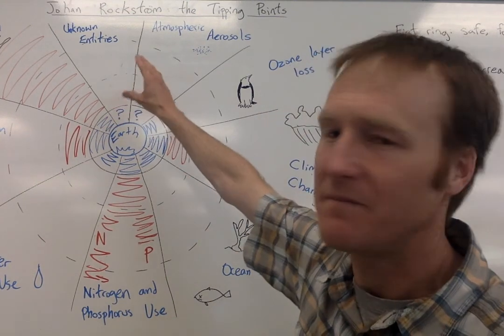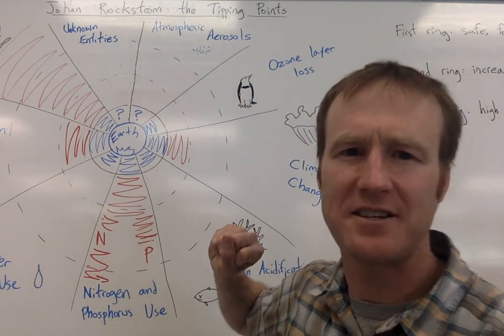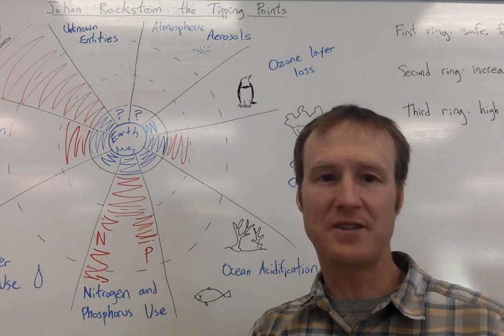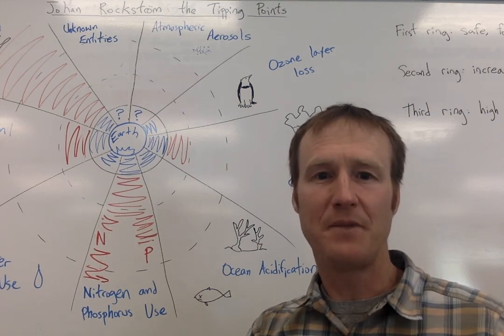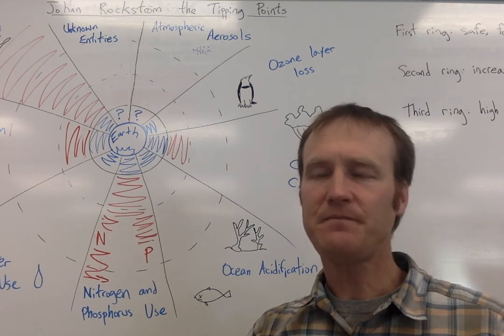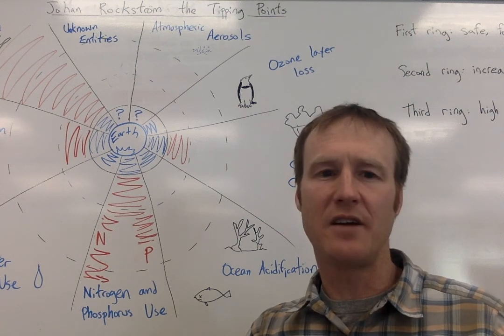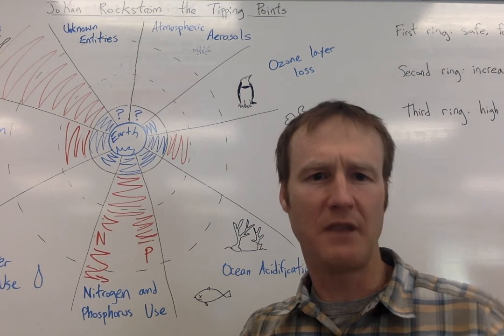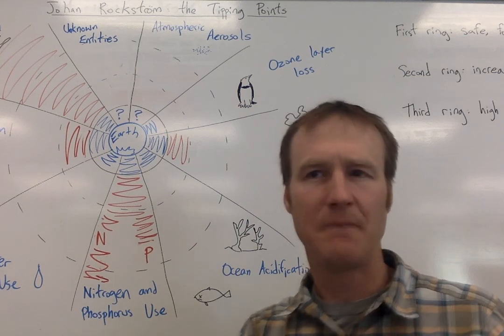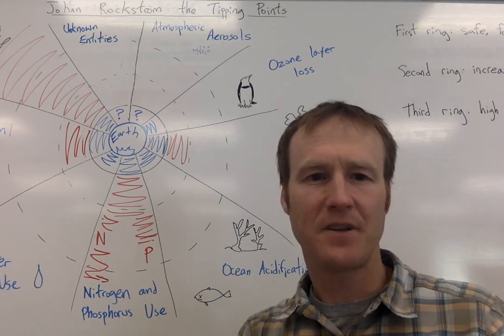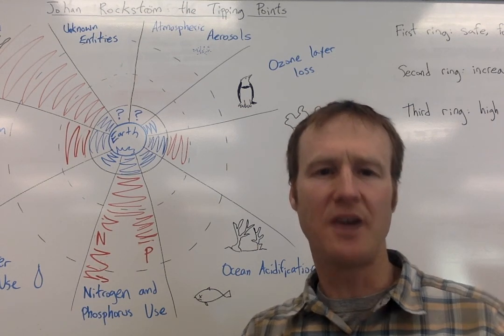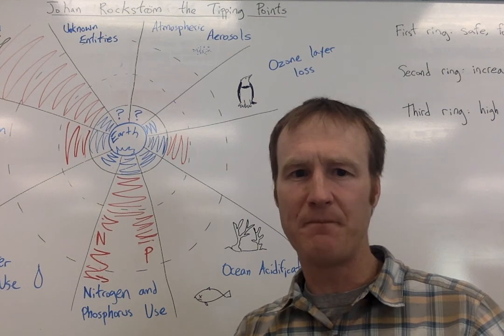The other two here are unknown entities. This is kind of recognizing the fact that there might be threats to the environment we don't even know about that might arise in the future. We just don't know what they are yet. If I had talked to you a year ago about COVID, you wouldn't have known about it. I didn't know about it. It was an unknown entity back then, but look where we are now.